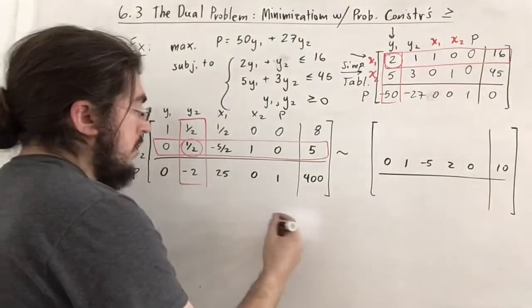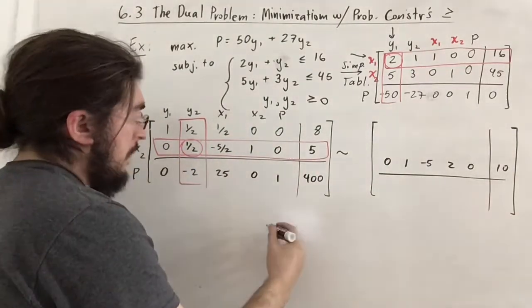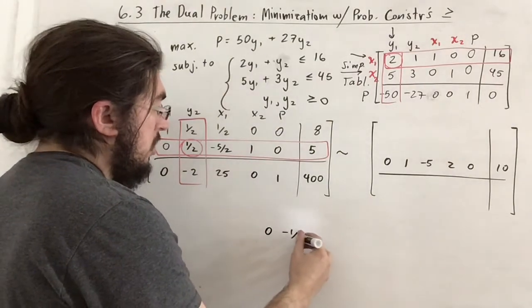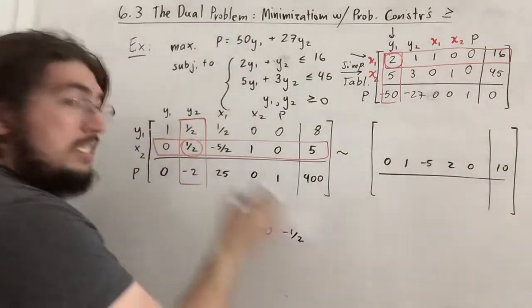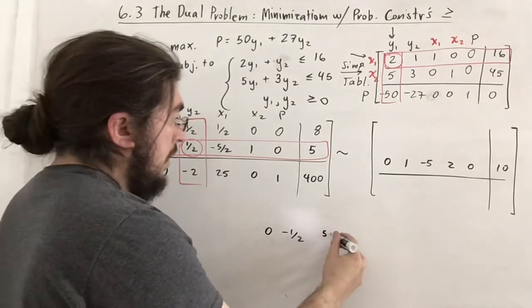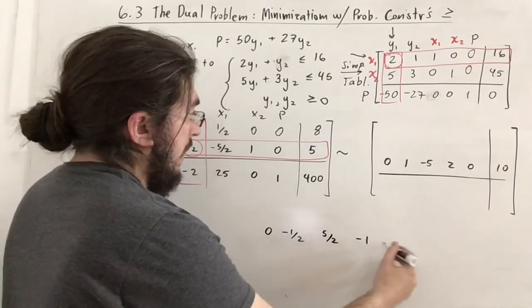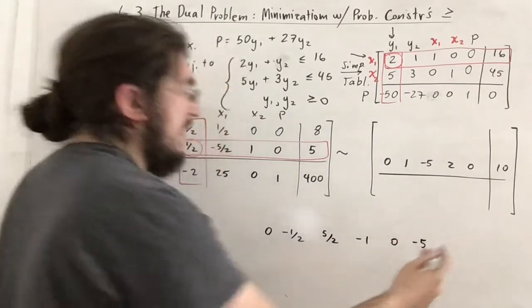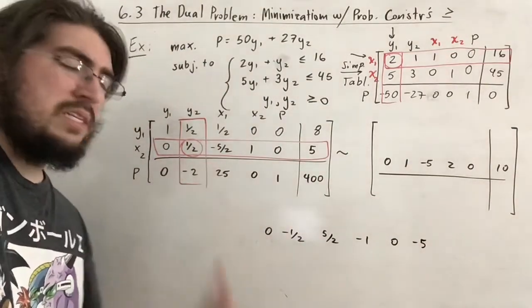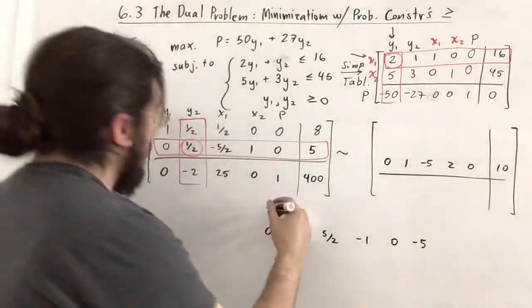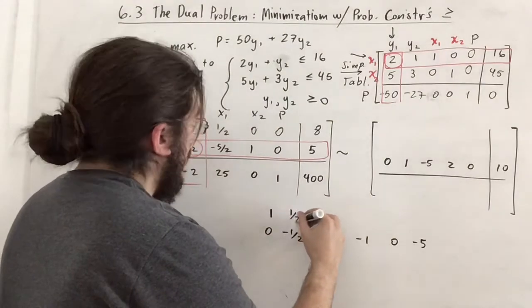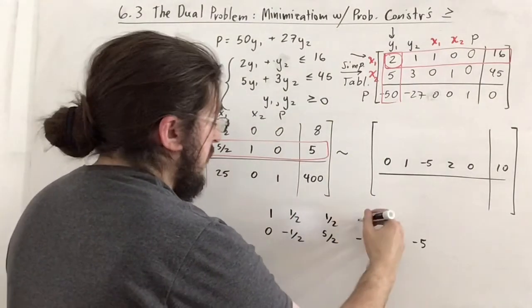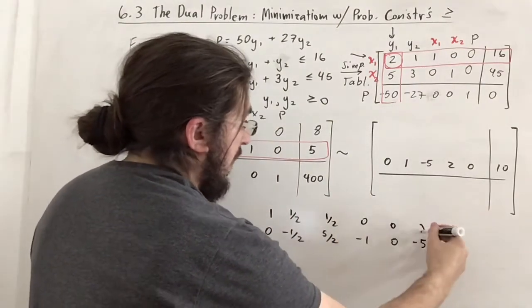So let me write the work here below. For the second row, multiplying by -1/2 is going to be 0, 0, -1/2, +5/2, -1, 0, and -5. Again, just because we're going to get back to this, but changing their signs. Adding it to the original top one, let me write it above: 1, 1/2, 1/2, 0, 0, and 8.